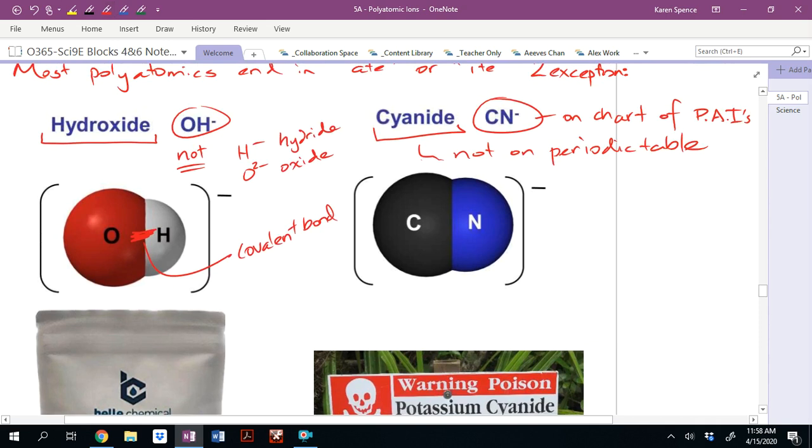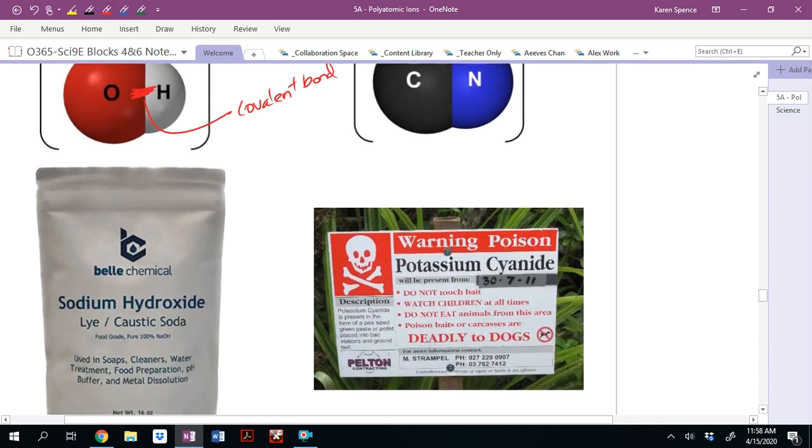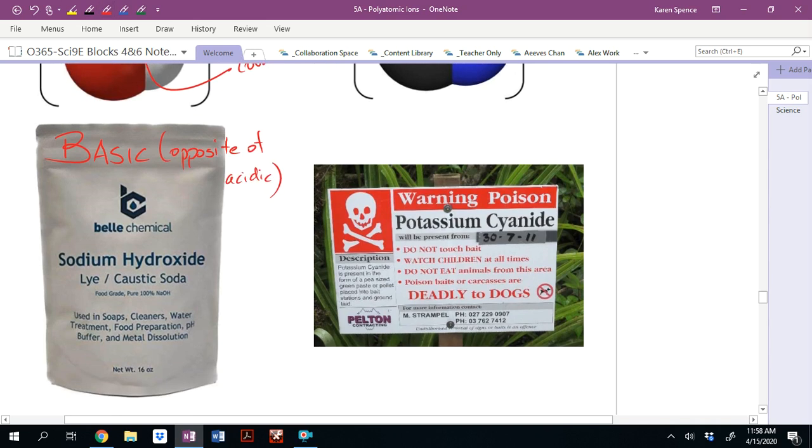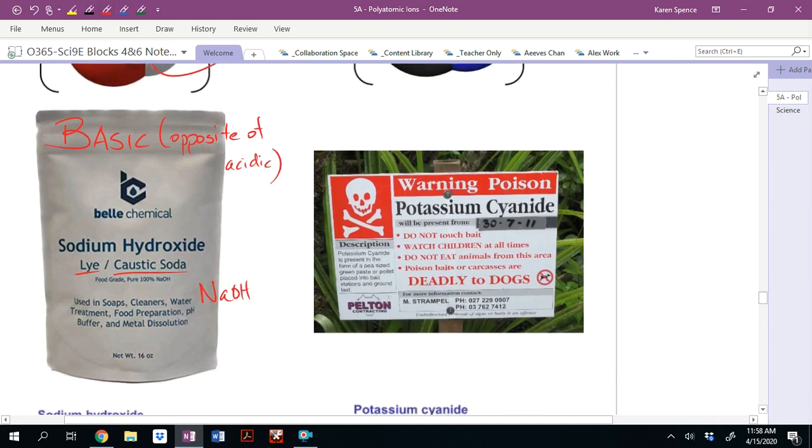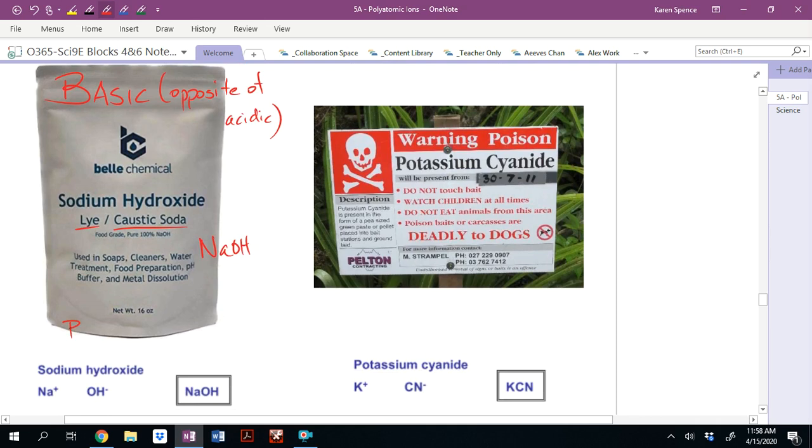And just so you know, hydroxide is a super common thing. Hydroxide makes things basic. If you have hydroxide ion, things are basic, which is the opposite of acidic. You may have heard of lye or caustic soda. Lye or caustic soda is sodium hydroxide, and bases always feel slippery.